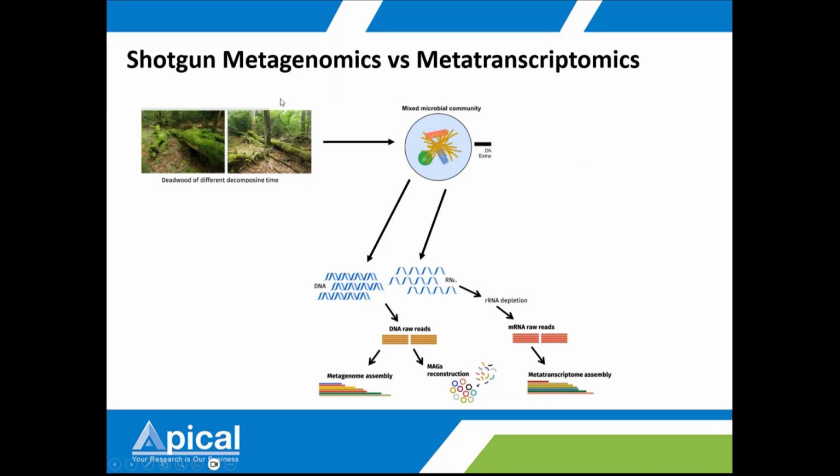So you can see from here, from the environment sample, you collect, you harvest, you isolate the sample, isolate the microbes, and then after that for DNA metagenome, you extract the DNA and you sequence them. But for the RNA metatranscriptome, instead of extracting the DNA, you extract the RNA, proceed with the RNA depletion, and you sequence the mRNA. Then you get the mRNA raw reads. So from the mRNA raw reads, you can analyze them. So from the data generated, you will get the metatranscriptome assembly.